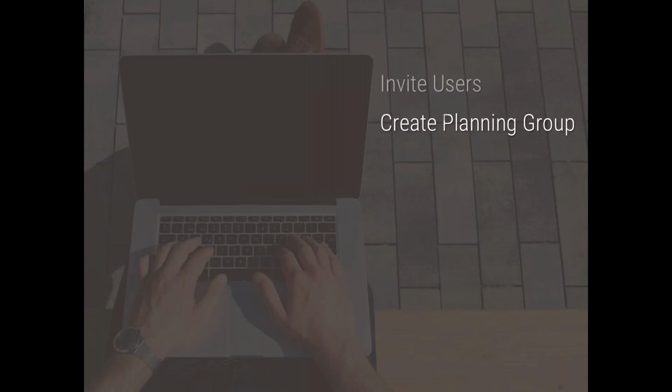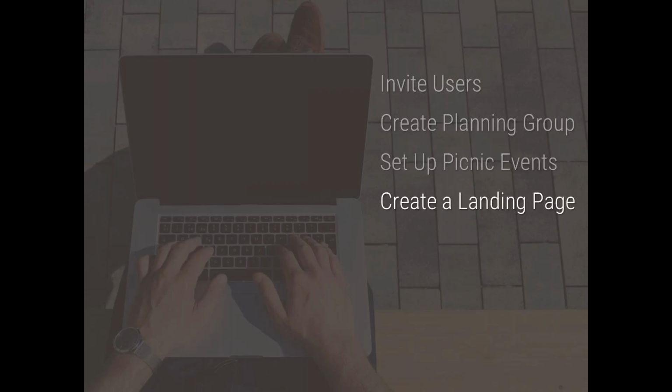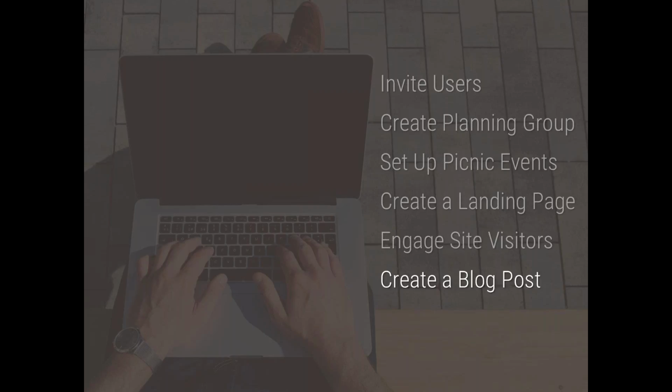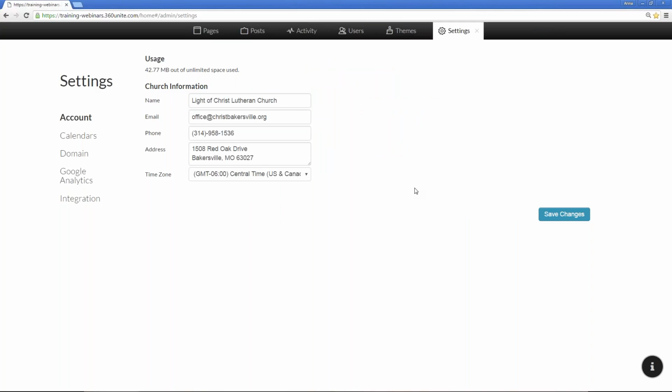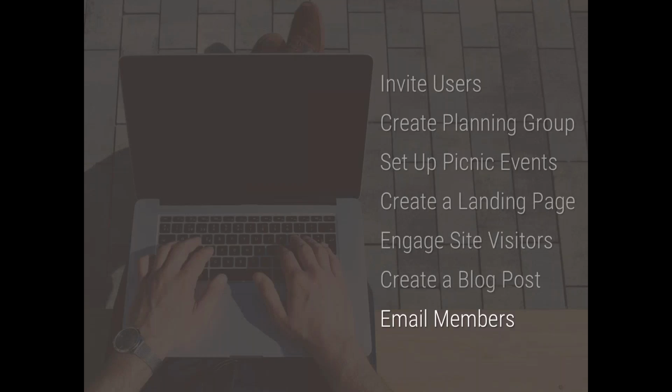We're going to invite users, create a planning group, set up a picnic event, create a landing page, show you some tips for engaging site visitors, creating a blog post, and also show you how to email your members. So let's get started. I'm going to share my screen over here. And we're actually going to start in the settings of Church360 Unite.